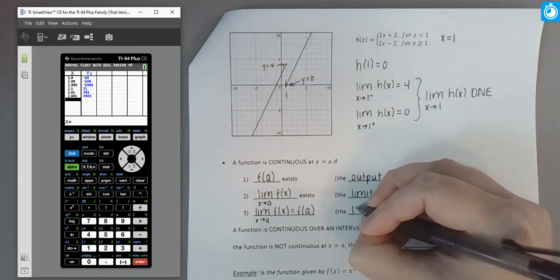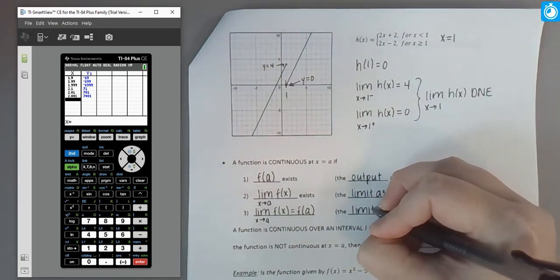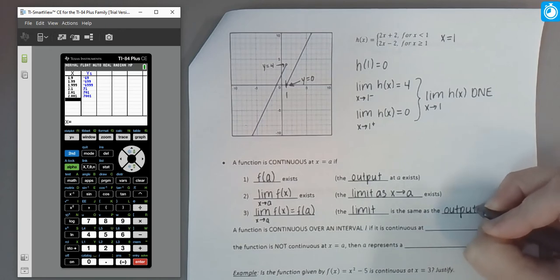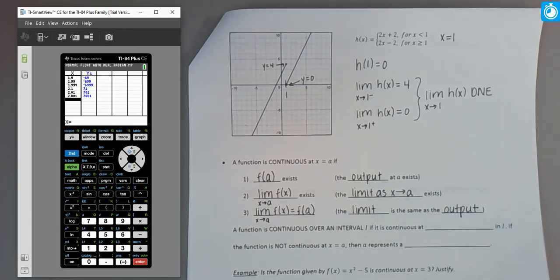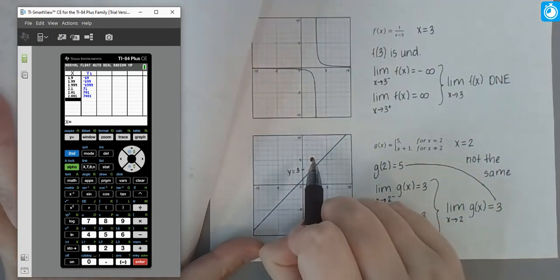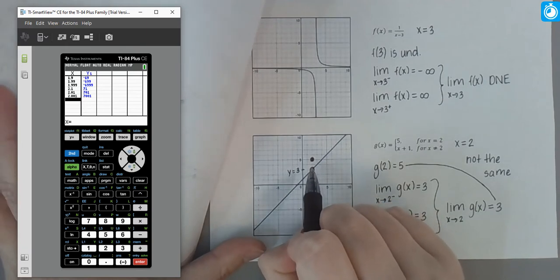So in other words, the limit is the same as the output. And that was the condition that was violated for that second graph. So that second graph was almost continuous. It was almost just a line, except we had a jump right there at that one location.